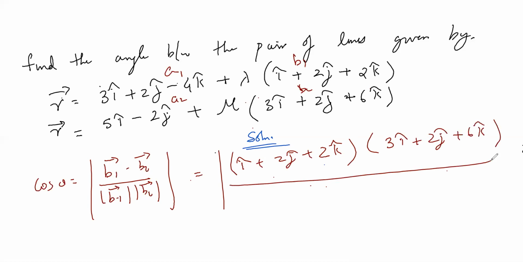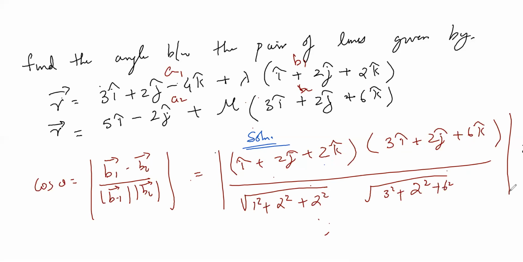Divided by the mod of, that is, the root of the squares of these values. So root of 1 square, since the coefficient of i is 1, plus 2 square plus 2 square, into root of 3 square plus 2 square plus 6 square. I'll write it down here so you can understand clearly.